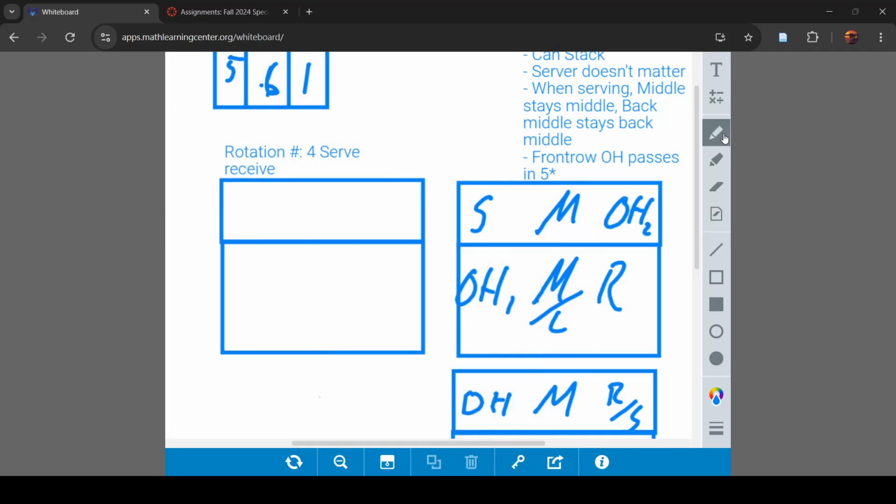Now, what's the middle for serve receive? The front row outside passes over here. So OH2 is over there. Libero is over here. OH1 is over here. Our right sides generally don't pass. If we make the right sides pass, we'll tell you how we're changing this because that's going to be a weird scenario. But the right side doesn't pass.